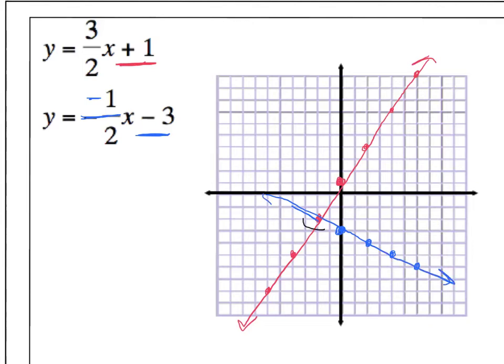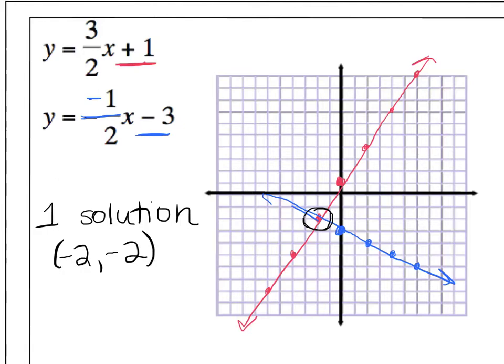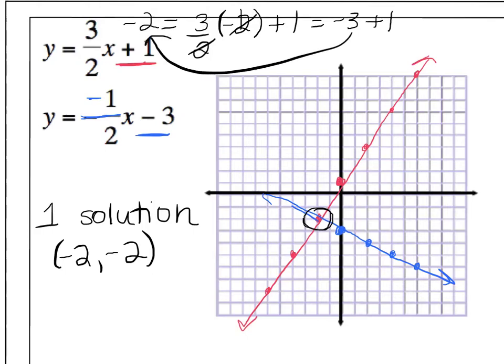In black, I'll highlight the intersection, and it looks like we have one solution, or one intersection, which is at negative 2, negative 2. If you wanted to check your work, you'd do 3/2 times negative 2 plus 1, and see if you get negative 2. Well, the negative 2 and the 2 can cross off, become negative 1, so that becomes negative 3 plus 1, which is indeed negative 2.